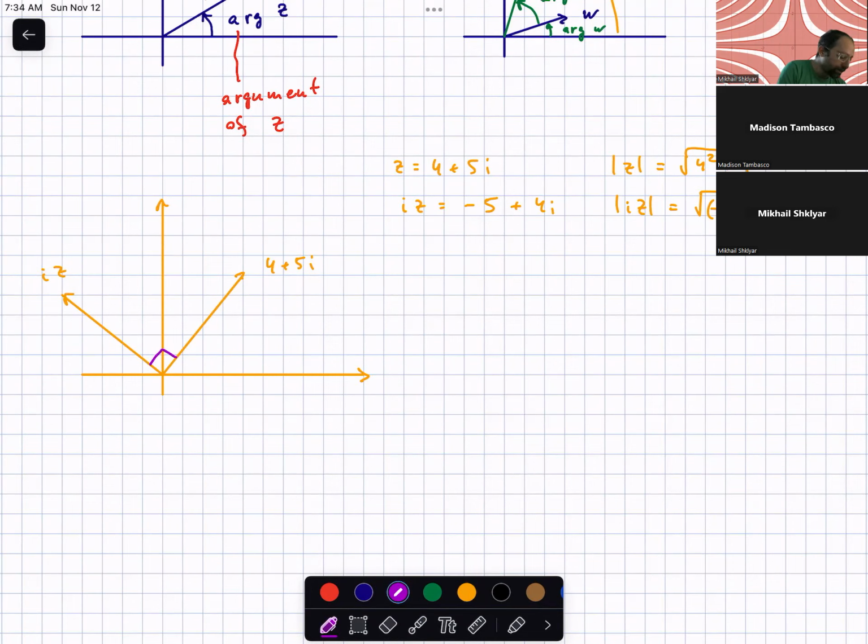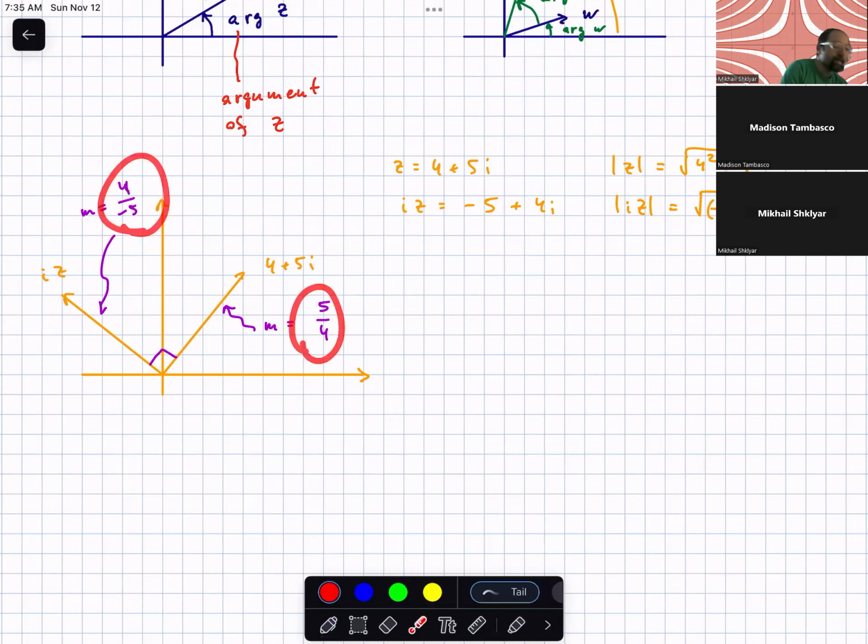Now, why is this a right angle? If I were to look at the slope of this line, slope is rise over run, so the slope of this line is going to be 5 over 4. And the slope of this line is going to be 4 over negative 5. If you look carefully, these two values are negative reciprocals. And if the slopes of lines are negative reciprocals, if you remember from 8th grade, the lines are perpendicular. Okay, so that does it.